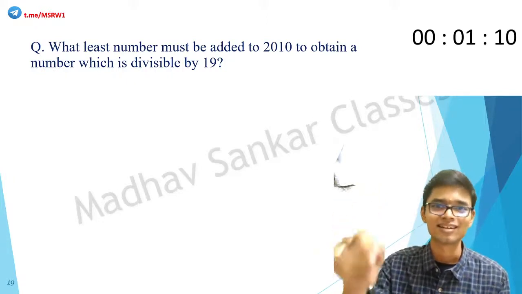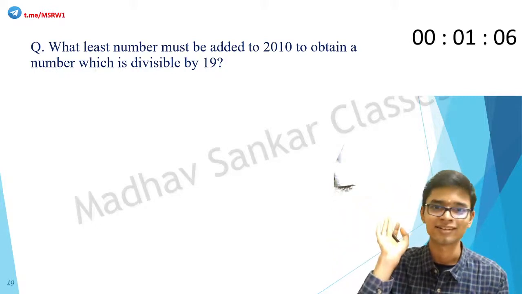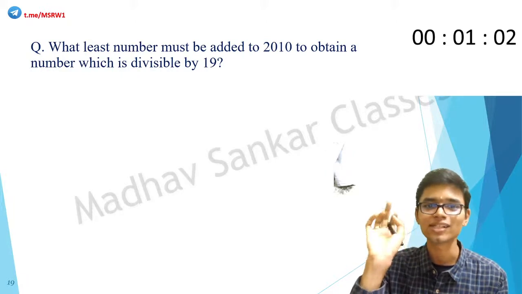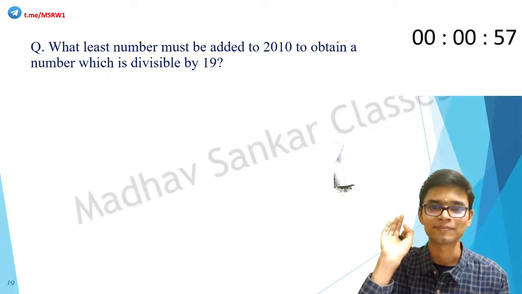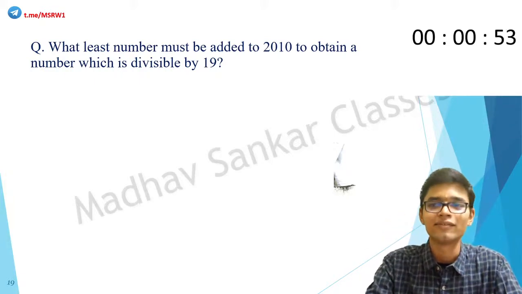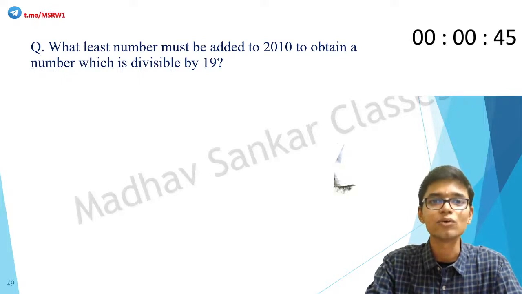No. In these kinds of scenarios, just divide. Go ahead and divide. Divide 2010 using 19 and see the remainder and find out the answer. Plenty of cases will come like this, where you do not have a standard divisibility test that you may remember. So, bang on the methods that you know.